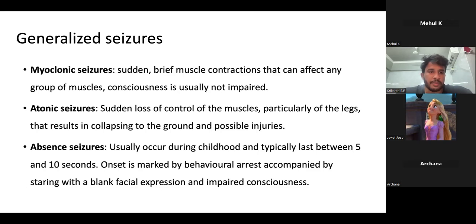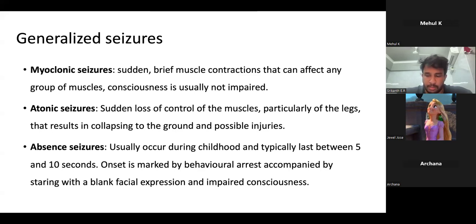So other types of generalized seizures are myoclonic seizures, where they have sudden brief contractions that affect any group of muscles, and the consciousness is usually normal in those patients. Atonic seizures are also called drop attacks, when the patients will lose their control of muscles, particularly of the legs, and suddenly collapse to the ground. Absence seizures usually occur in childhood, lasting for around 5 to 10 seconds, and onset is marked by behavioral arrest. So it's very commonly confused for daydreaming. So this is very important.